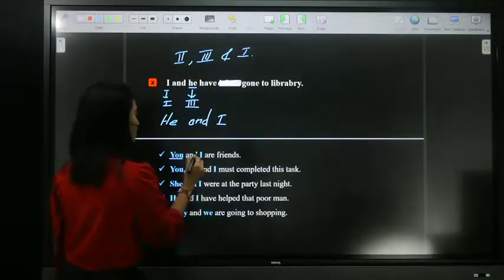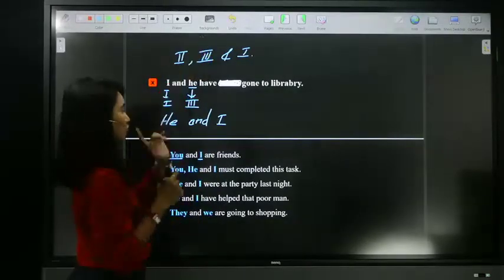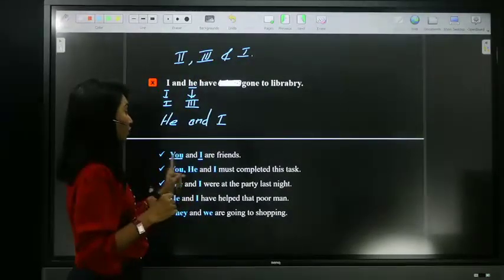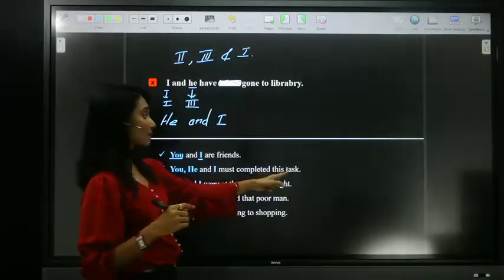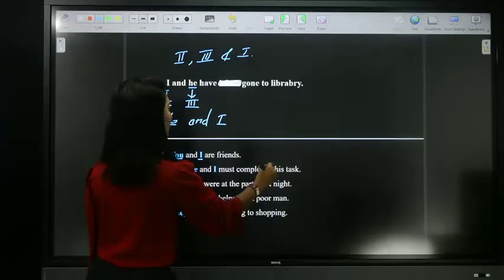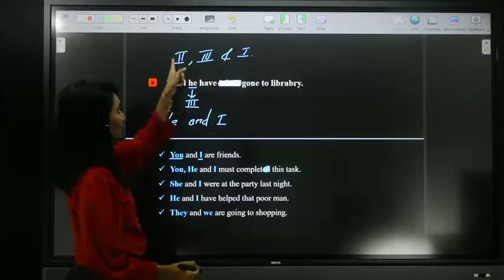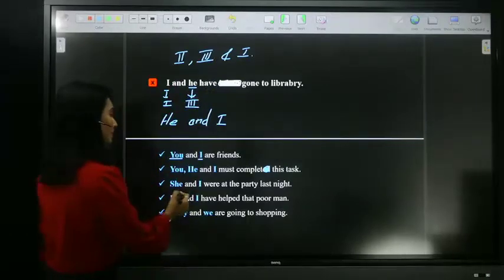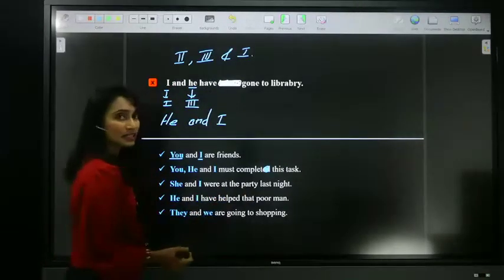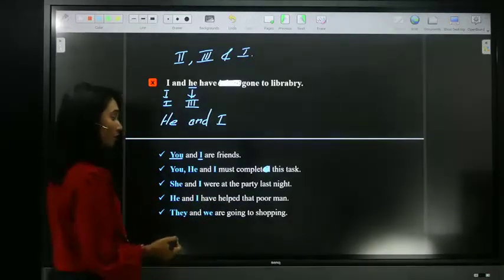Now look at this. You and I are friends. Third person not there, so second and first. You, he and I must complete this task. So here we have three persons: second, third and first. He and I were at the party last night. He and I have helped that poor man.